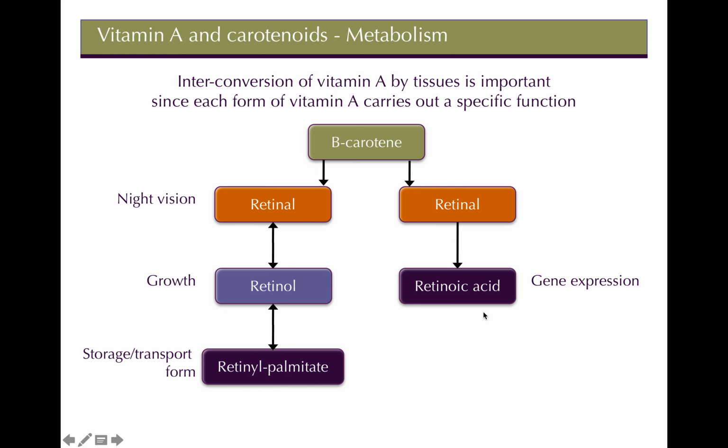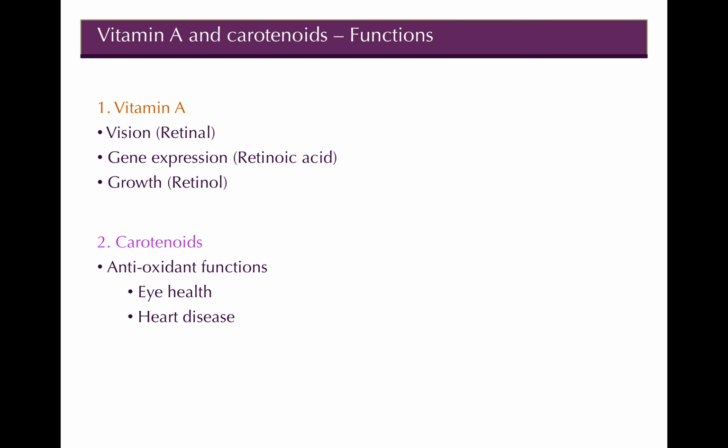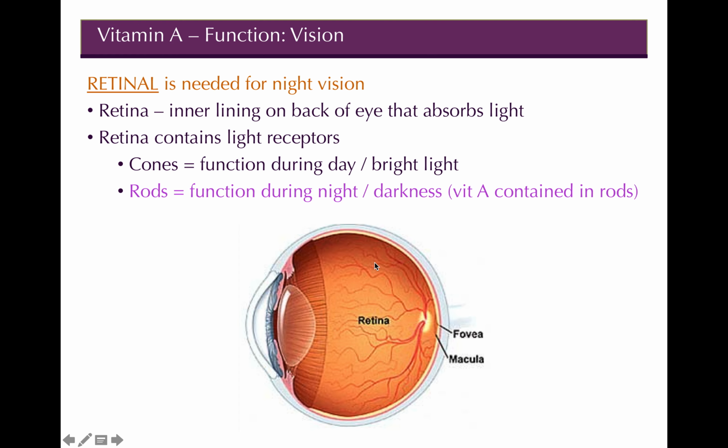And then retinoic acid, that is the one that is involved in gene expression. So I'll go over those functions in more detail now. So vitamin A: vision, gene expression, growth, those are the main things that those different retinoids do. And then carotenoids, as you probably already know, have an antioxidant function. Particularly, they're used in supplements for eye health and heart disease. And I'll go over that function and whether or not it works as well.